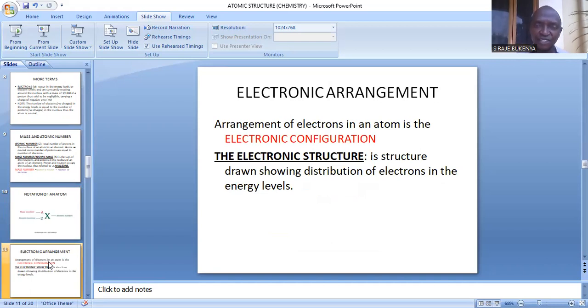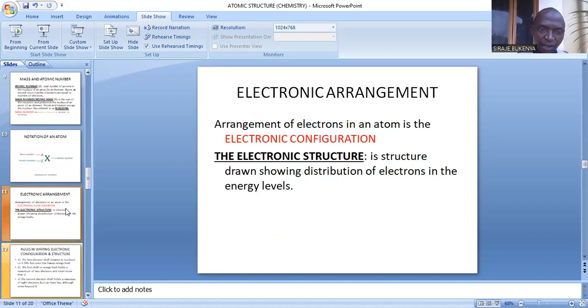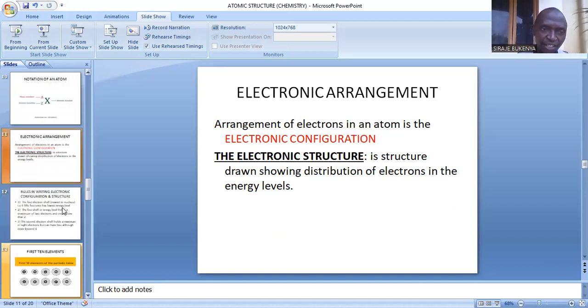Electronic arrangement. Arrangement of electrons in an atom is referred to as electron configuration. So when somebody talks about electron configuration, try to look at the arrangement of the electrons in the shells of the atom. Electron structure now is the diagram you draw showing the distribution of electrons in the energy levels. So we are going to try to look at some illustrations of that later on.